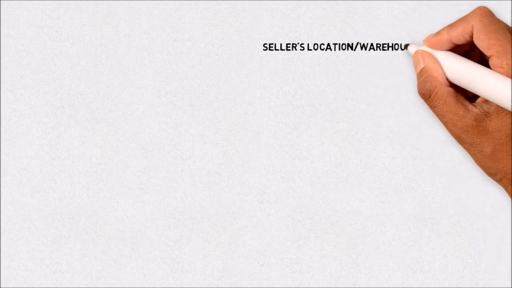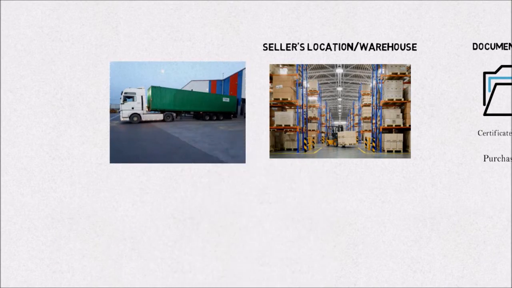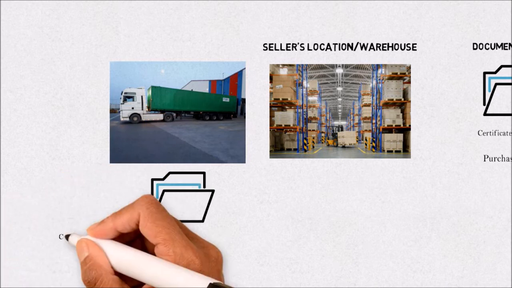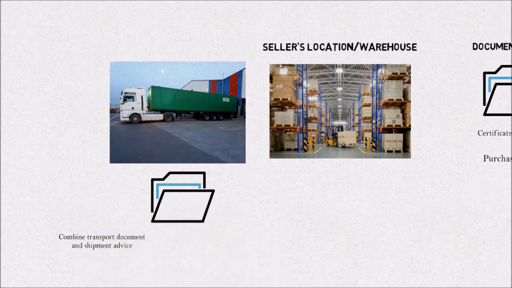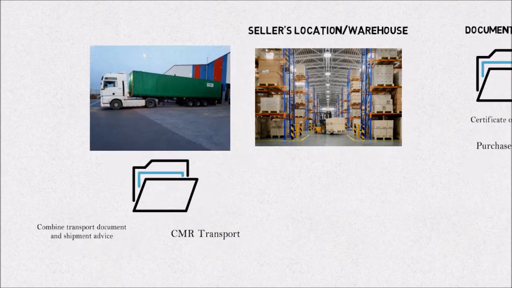The journey of your product starts at the seller's location or warehouse, which means the finished goods from the factory will be located in the warehouse for storing manufactured goods before being transferred to the port of origin by using a dry container. Because the seller uses multiple modes of transport to deliver your product, it includes a combined transport document, and the shipment advance letter is sent by the supplier to inform you that the ordered goods are shipped. The next documentation is CMR transport. It is used by forwarders as a contract for the carriage of goods by road internationally.